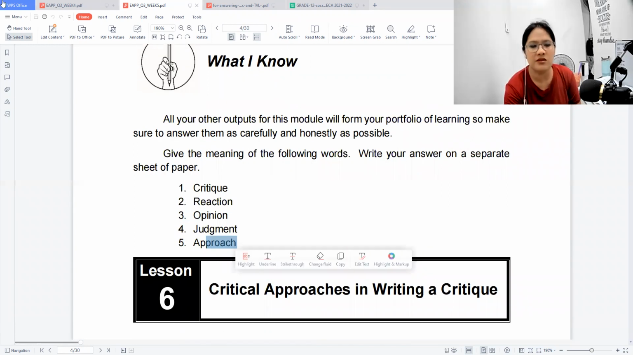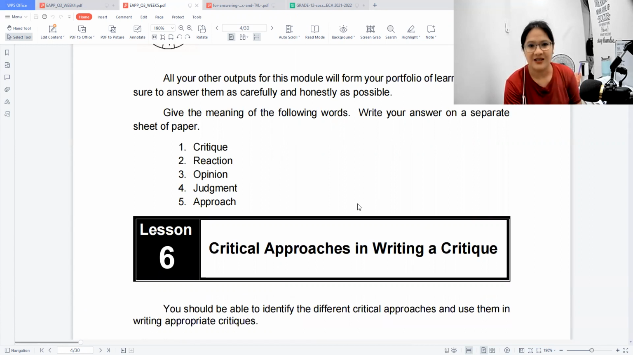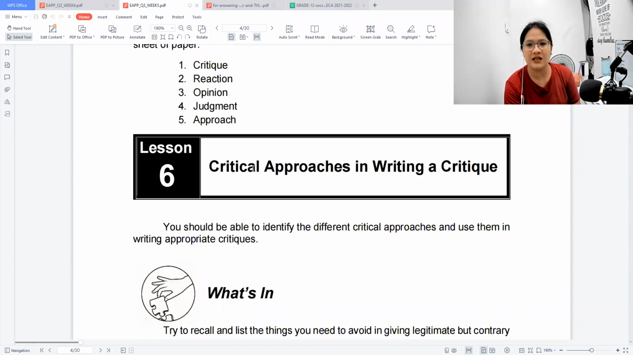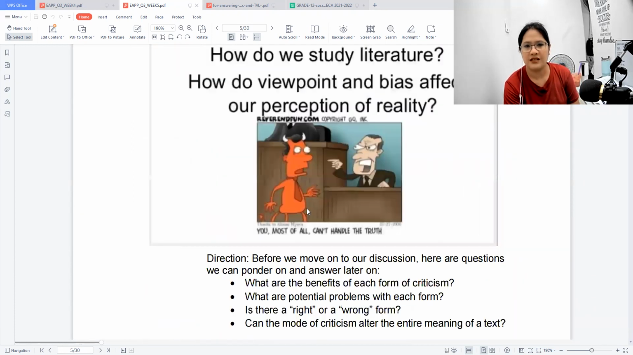But most of the terms here, as I've mentioned, okay, they denote a negative emotion, or they tend to have a negative stigma on people, which we should correct at the end of this lesson. Okay? So for this lesson 6, critical approaches in writing a critique. Okay? So for example, this.